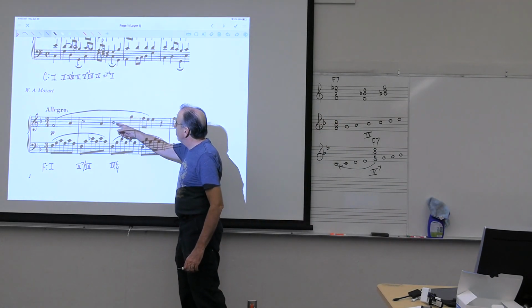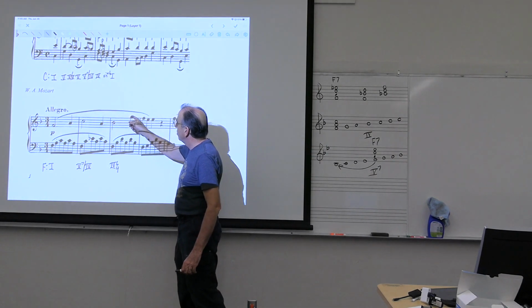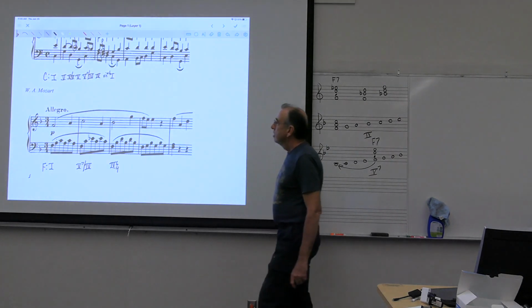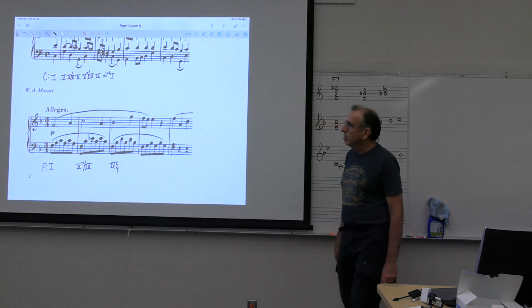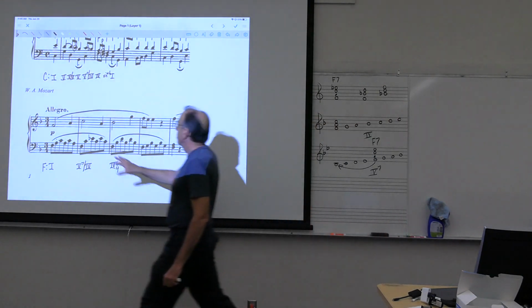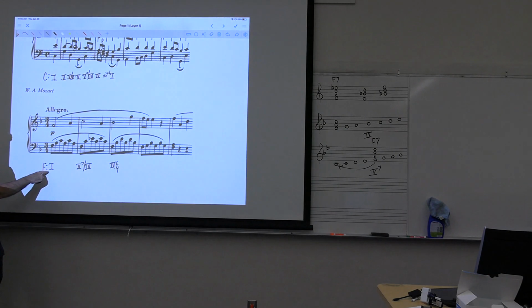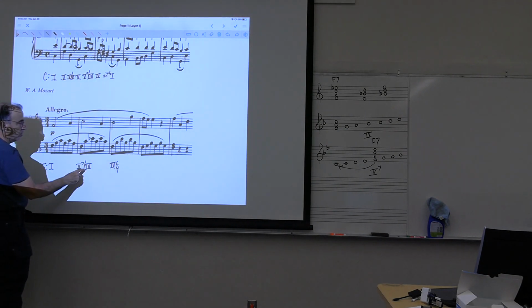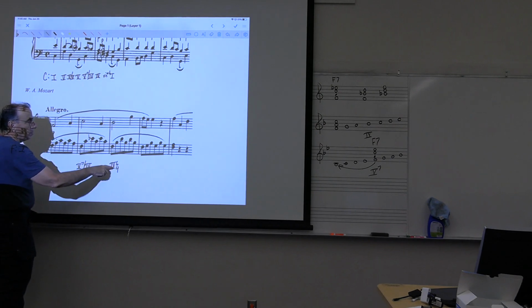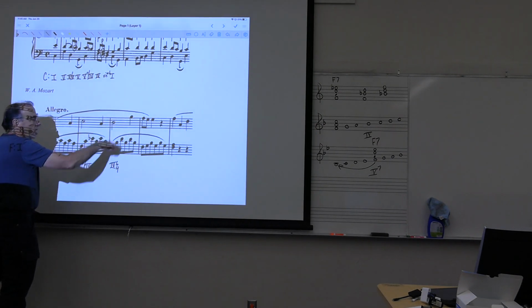This note G, so the B flat is part of the chord, but this note G is not. So that's going to be a non-chord tone. Everything else in the piano right-hand part was part of the chord. So the F and the A is part of the one chord. The C and the A is part of the 5, 7, 4. The B flat is part of the 4, but the G is not part of the 4.